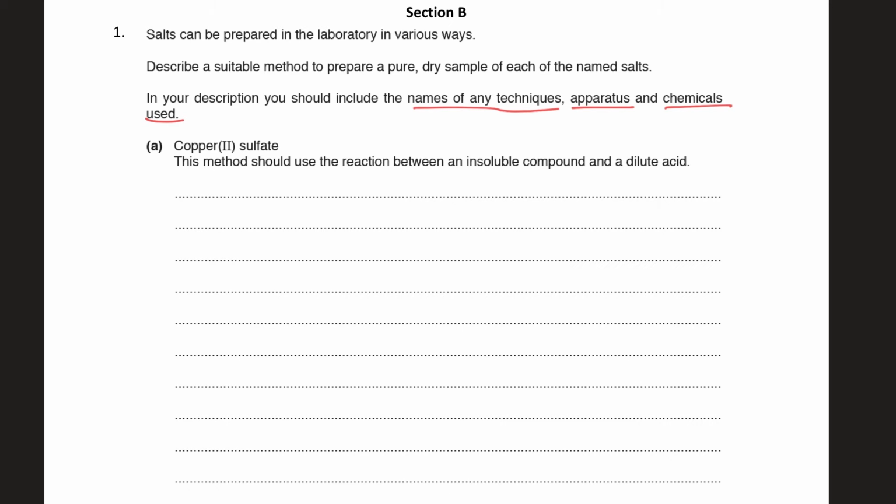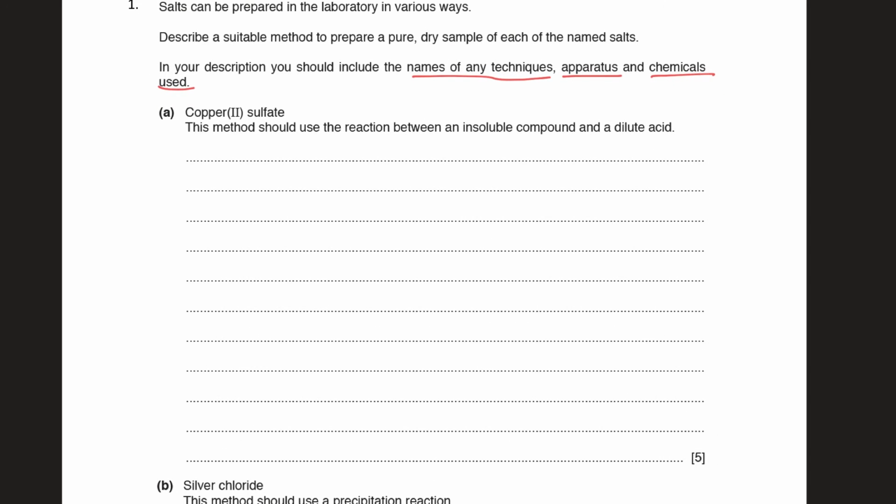Alright, so we want to produce copper 2 sulfate. Now, before we start solving this, here are a few questions we should ask ourselves. Is it a soluble salt or not? This one, copper 2 sulfate, is soluble, which means that we are going to either use a base that is soluble and react with acid, or an insoluble base and react it with acid. So those are the two options that we have.